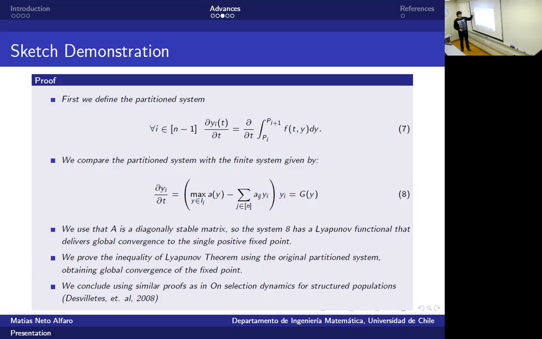And then we have global convergence to the fixed point that is used there, because the Lyapunov functional is defined that way in the Lotka-Volterra equations. Finally, we conclude using similar proofs as in the paper. The first part is the only difference with the paper that I spoke of before. And this part, the part of existence, is the only difference with that paper.